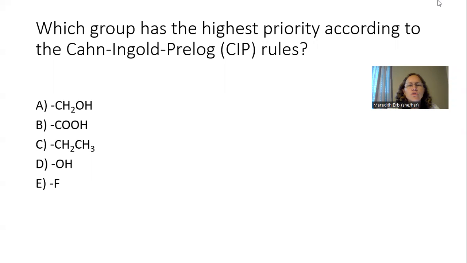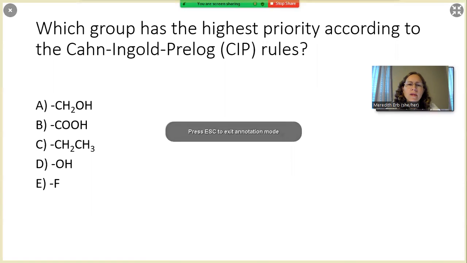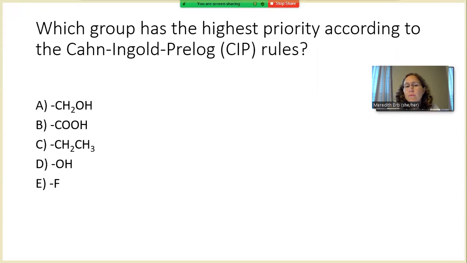This question asks which group has the highest priority according to the Kahn-Ingold-Prelog rules. So this question is actually a pretty straightforward question. We just have to remember basically what's that first rule of the Kahn-Ingold-Prelog rules. And the number one rule of the CIP rules is that you're going to use the atomic number to distinguish between groups that are attached to chiral centers or pi bonds when you're doing E versus Z.